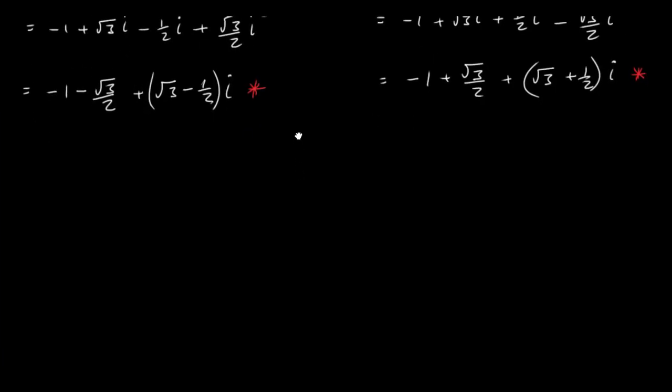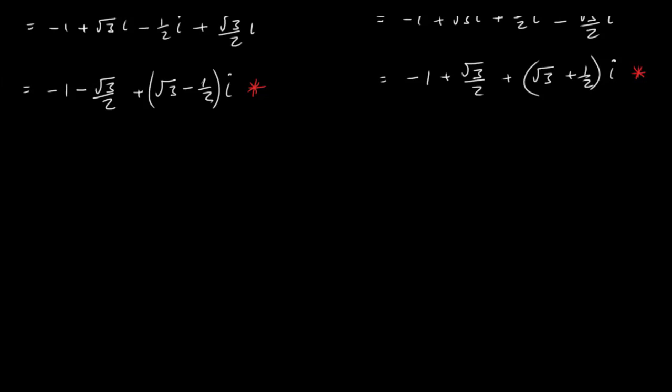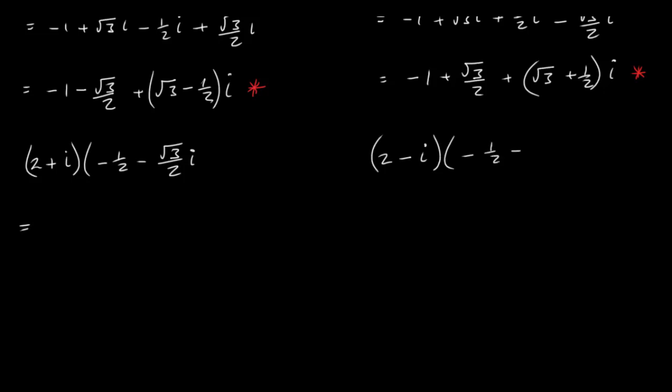So 2 plus i, which we've got to multiply by minus a half minus root 3 over 2 i. That's what we're going to do here, and then over here we're going to do the same thing again, 2 minus i this time. We're going to multiply that by minus a half minus root 3 over 2 i. So let's work through these.